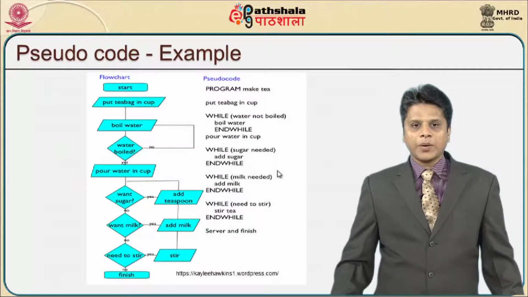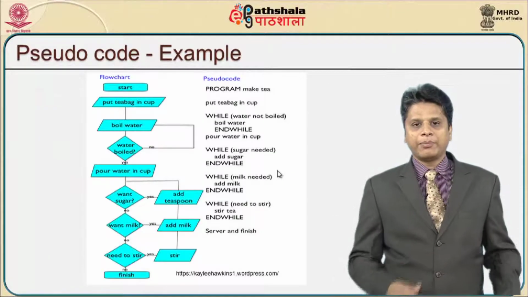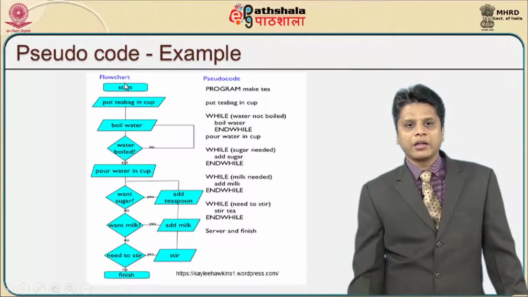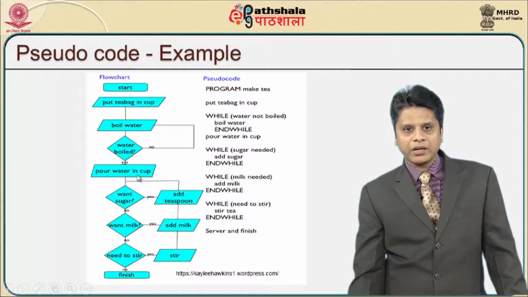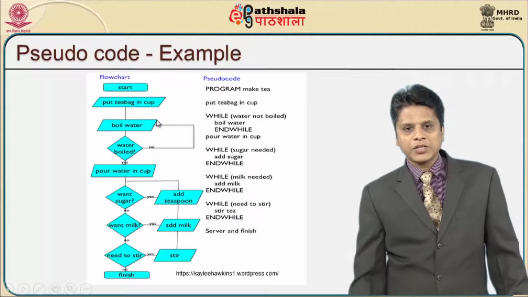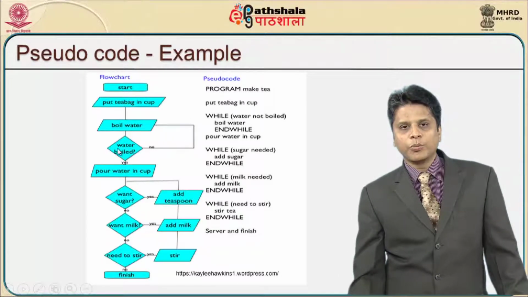So this is how we draw a flow chart, and we have a pseudocode by the side of it. I have a flow chart here wherein I have clearly described in a diagrammatical format: start, put tea in bag and cup, boil the water, water becomes boiled, put water in the cup and add sugar to it, you can add milk, need to stir, and then that becomes a coffee. So within that you can have some loopings also.